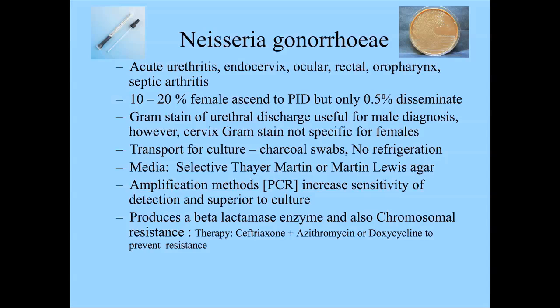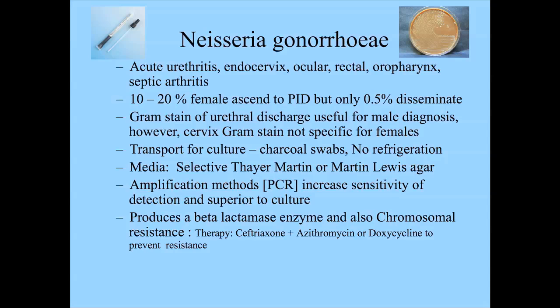It can be normal flora, which can look very, very much like GC in the female genital tract. So gram stains are usually not performed on females. The transport for a Neisseria gonorrhoeae culture has to be specific. We usually use charcoal swabs, and we do not refrigerate any specimens in which we want to isolate Neisseria gonorrhoeae. There's selective media that can be used for its culture because it is so fastidious and requires nutrition. We can use selective Thayer-Martin agar or Martin-Lewis agar.